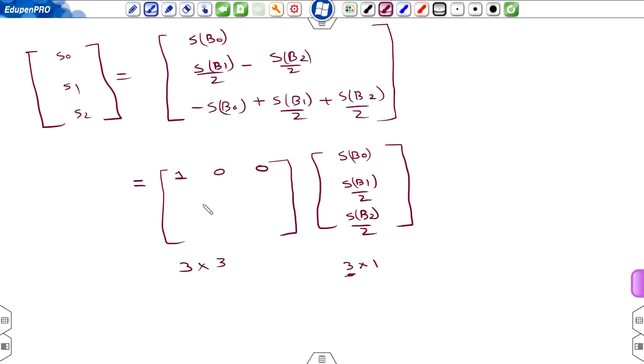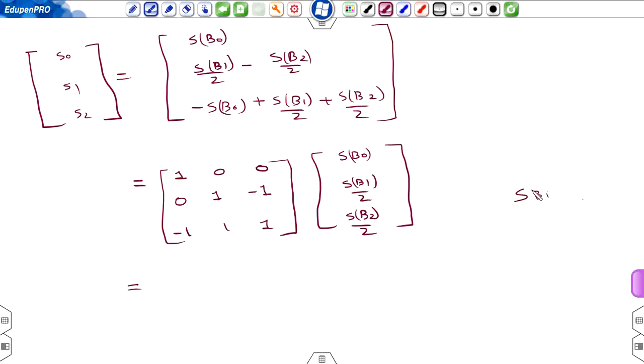At this point in the second row I have s of beta 1 by 2 minus s of beta 2 by 2, so I don't need s of beta 0, so correspondingly I put 0 at this point. s of beta 1 by 2, so plus 1, and s of beta 2 by 2 with a minus, so minus 1 at this point. And in the last row, minus s of beta 0, so minus 1, plus s of beta 1 by 2, so plus 1 at this point, and plus 1 at this point.